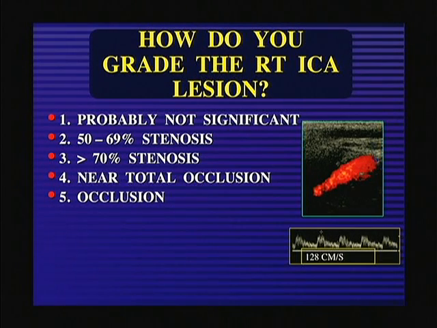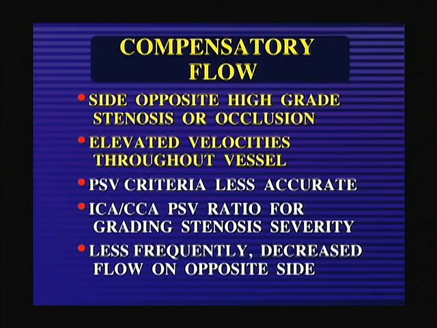But as we mentioned before, when we see elevated velocities throughout the vessel on the side opposite a high-grade stenosis or occlusion, we say it's usually related to compensatory flow. So keep that in mind. Compare both sides, and when we see elevated velocities throughout the vessel, it's likely related to this mechanism.